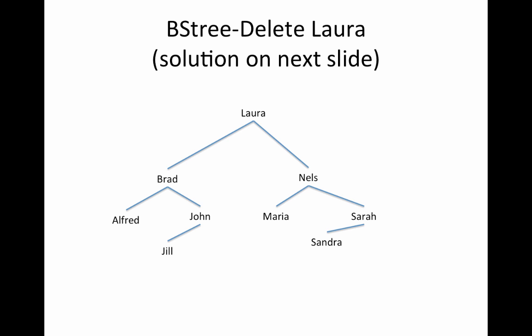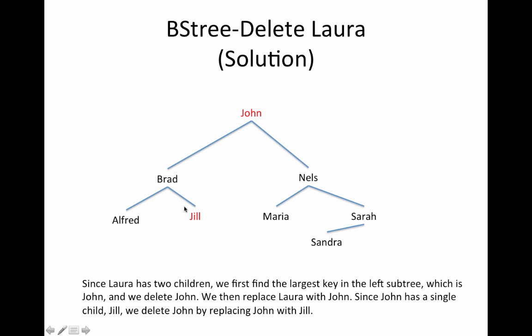And Ashley, what do we do here? John will replace Laura. Very good. John and Jill get promoted. So two things happen. John is the greatest child in the left subtree, so John's going to get promoted to replace Laura. And when we delete John, Jill will get promoted. So Jill comes up and John gets promoted all the way to the top.